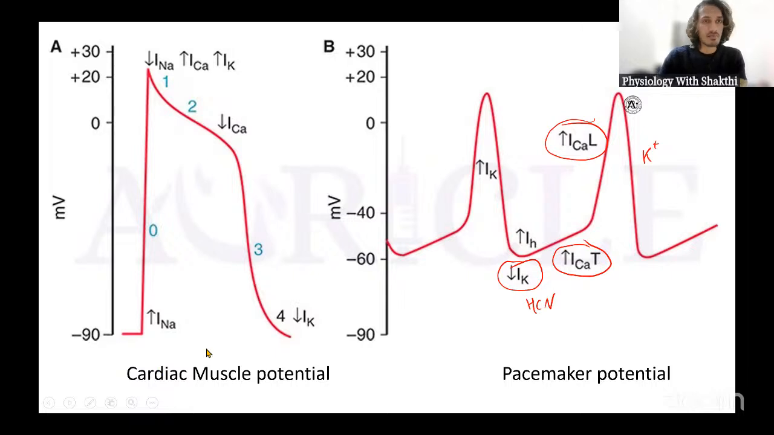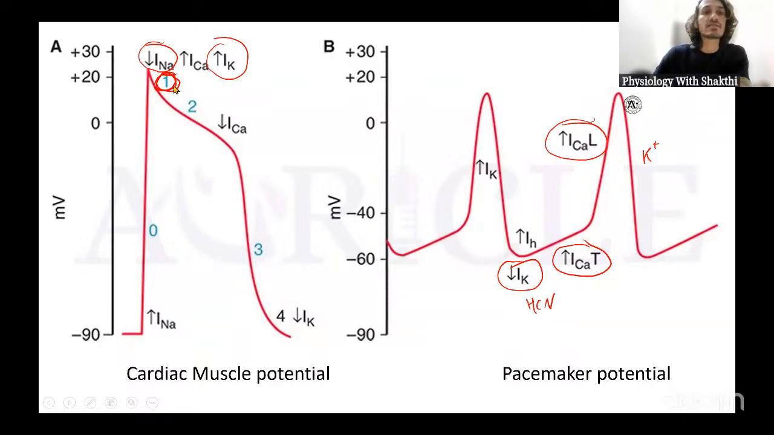In your ventricular or atrial muscle, cardiac muscle, these are the various phases that you see. The phase 0, which is a very sudden spike. If you see a spike like that, that is because of sodium. So there is going to be a sodium influx, resulting in rapid depolarization. Then repolarization starts. Repolarization again is because of potassium efflux. For that, we have an initial rapid repolarization. That is phase 1.